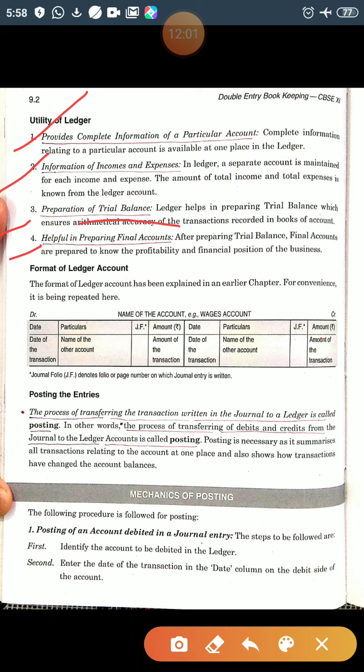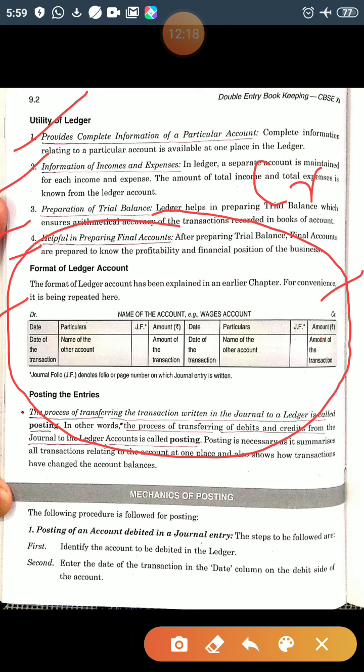Now we are going to learn about the format of the ledger. This is the format of the ledger. It has two sides. The left side is known as the debit side, and the right-hand side is known as the credit side. This is written credit. So this is a T shape. In the middle you will write the name of the account, say wages account. On both sides the same columns are there. On the debit side: date column, particular column, journal folio, amount. On the credit side: date column, particular column, journal folio, and amount.